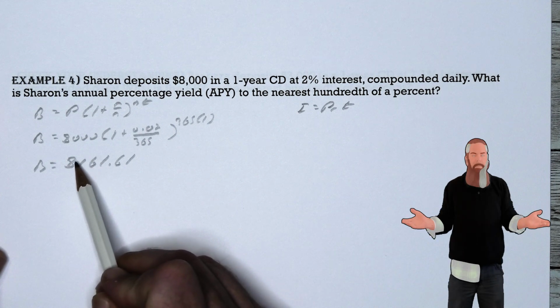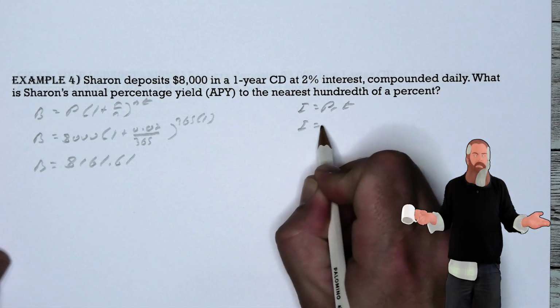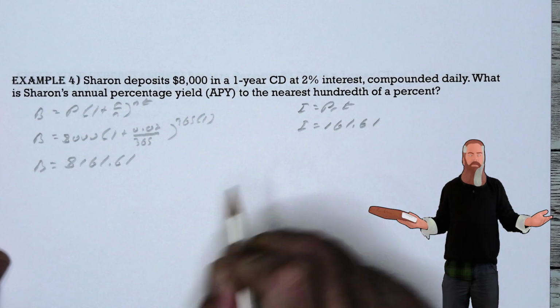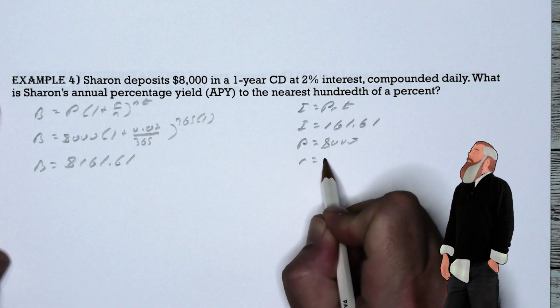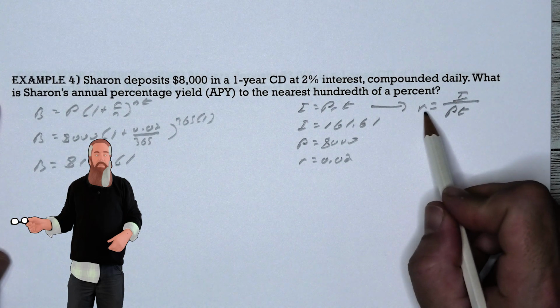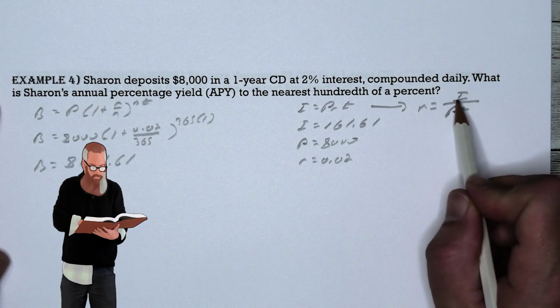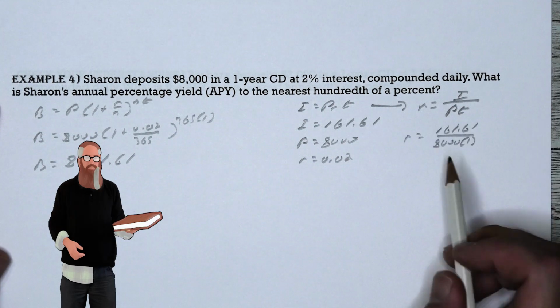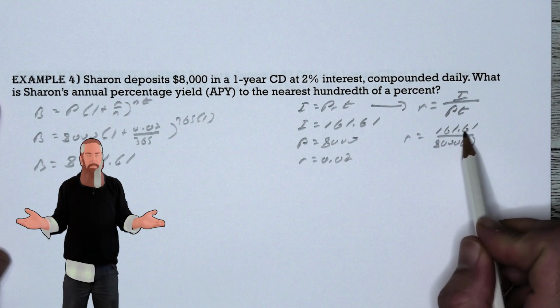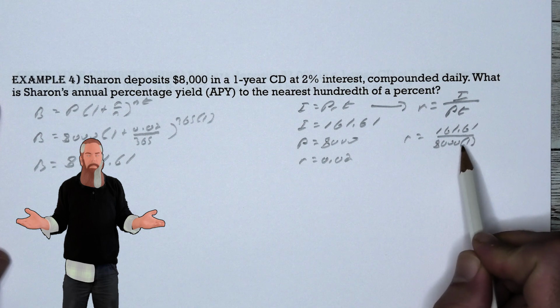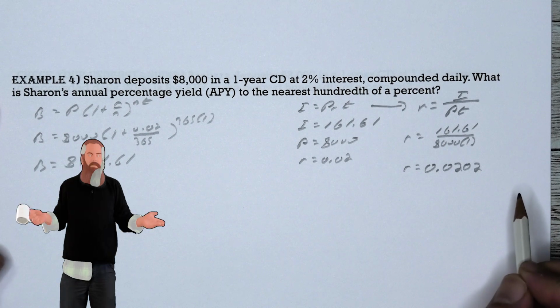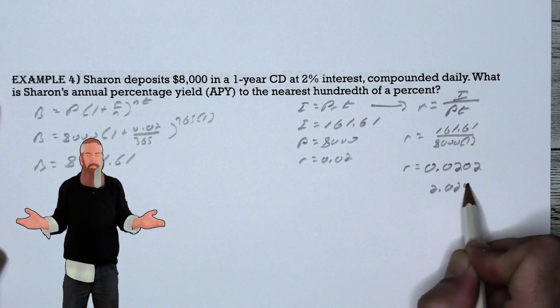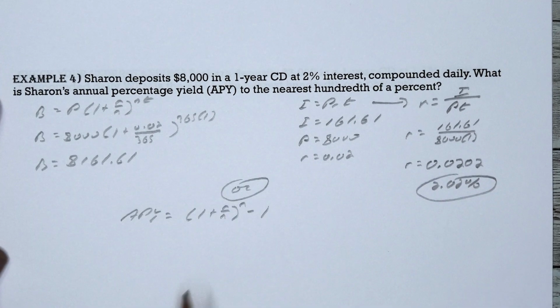Now, we're going to take a look at the simple interest formula and subtract the principal amount from the ending amount, the balance from the first equation. That means the interest that was earned was $161.61. We know that the principal amount was $8,000, and we know that the rate was 0.02. So this would mean that the rate would be equal to the interest earned divided by the principal times the number of years. Or that the rate is equal to 161.61 divided by 8,000 times 1. Meaning that the annual percentage yield rate would be 0.0202, or 2.02%.